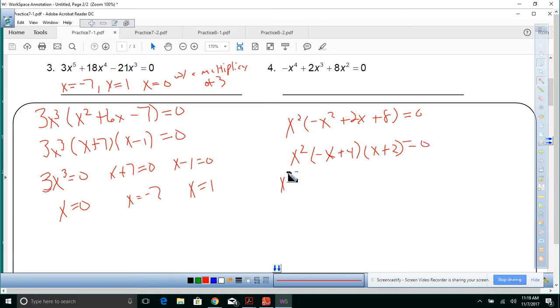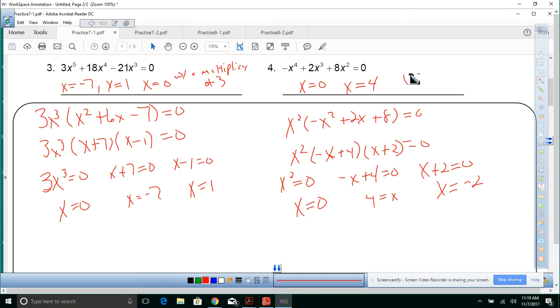So set each of them equal to 0. Negative x plus 4 equals 0. x plus 2 equals 0. Good, good. Take the square root of both sides, and you get x equals 0. Add x to both sides, and you get 4 equals x, and then subtract 2 from both, x equals negative 2. So there it is. x equals 0, x equals 4, and x equals negative 2.